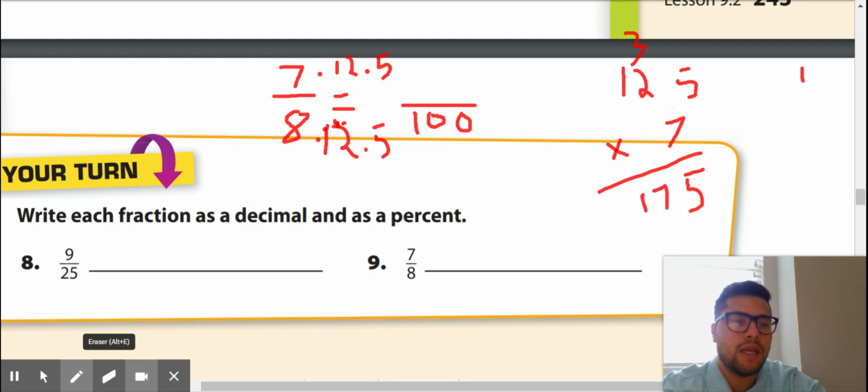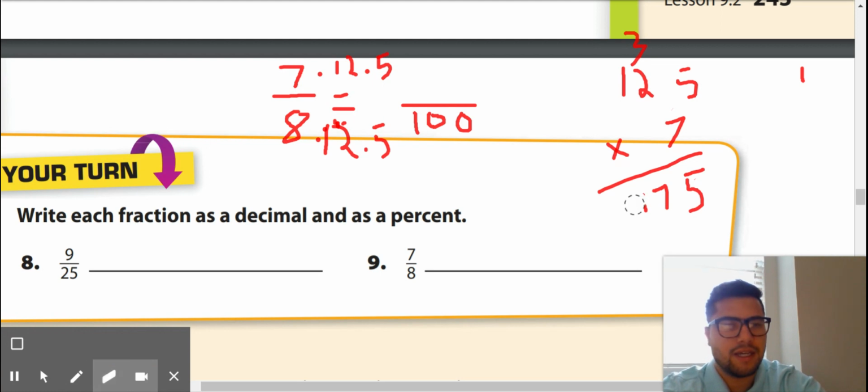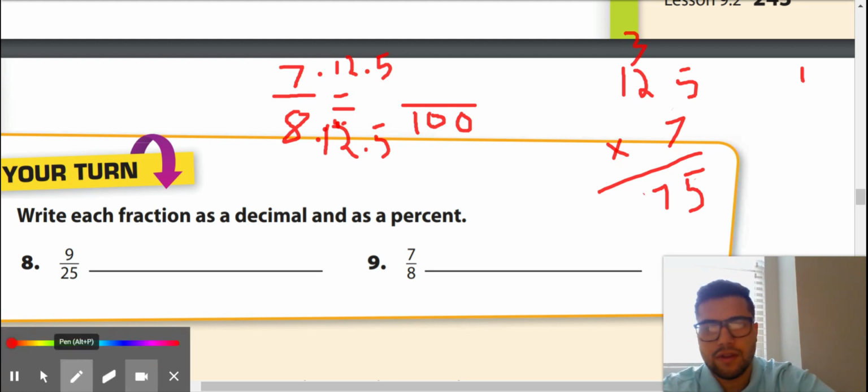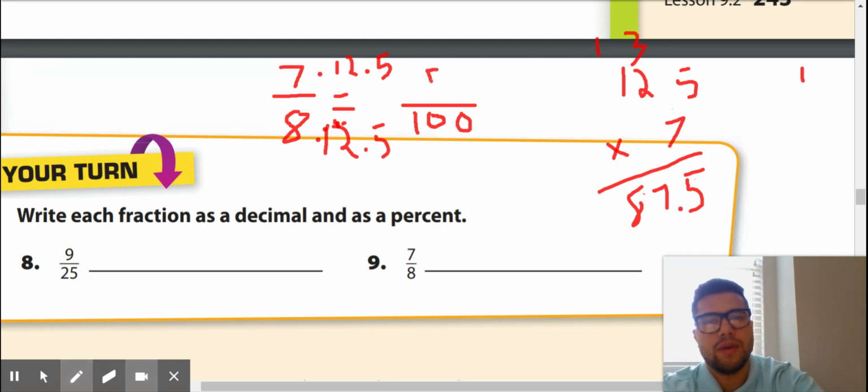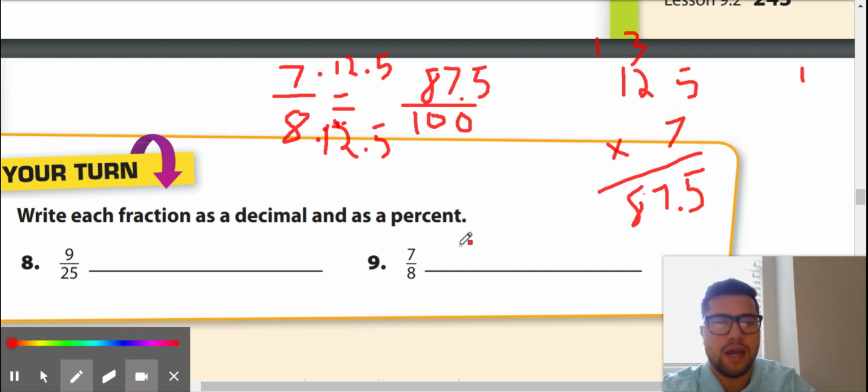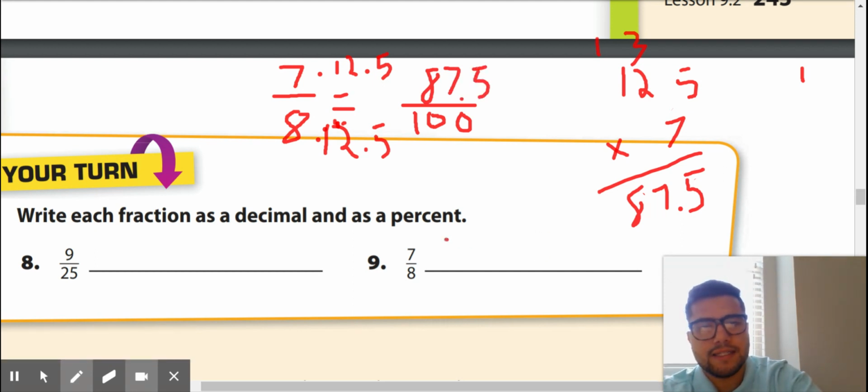And oops, sorry about that, Mr. Gonzalez. Got to go back to 5th grade math. Put a 1 up top. 7 times 1 is 7, plus 1 is 8. So we have 875. Bring our decimal back in, which gives us 87.5. So we have here 87.5%. So we can go ahead and write that right here, 87.5%. And now all we have to find is the decimal.